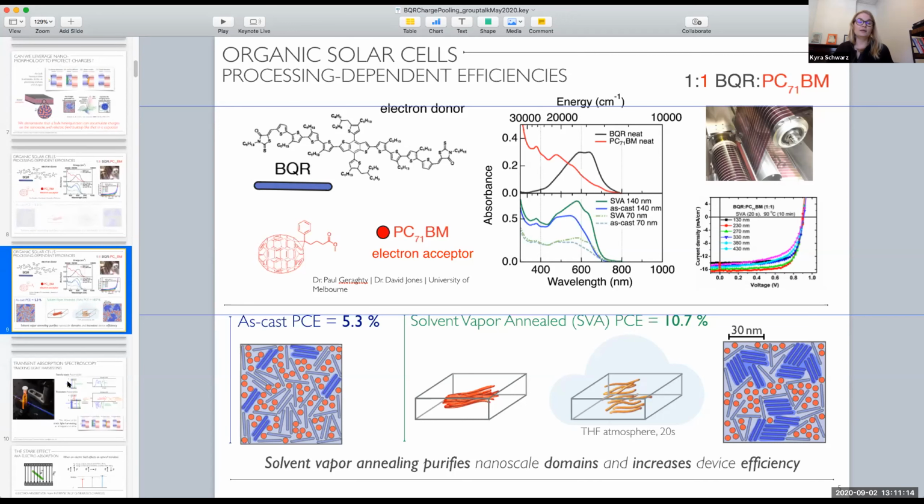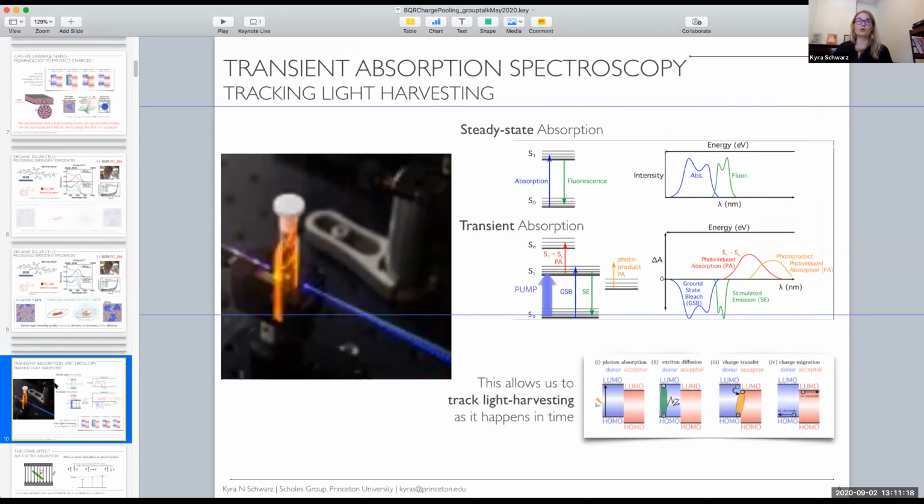So we're interested in why this makes such a big impact on device performance, and we're interested in studying in a lot of detail how these ultrafast events unfold, the details in between photon absorption and charge migration. And we do this with transient absorption spectroscopy, which in short, instead of taking a ground state UV-vis absorption spectrum, we're first pumping and then taking an absorption spectrum of excited states and tracking them in time by using really short pulses.